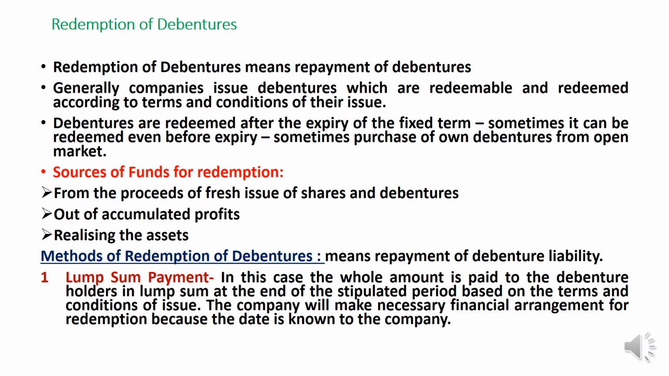Then we can see how the company mobilizes funds for redemption. There are three sources. First, the company can issue fresh shares and debentures, and these proceeds can be used for redemption of debentures. By issuing fresh shares, the company will mobilize the required amount. Secondly, accumulated profit or reserves can be used by the company for redemption of the debentures. Finally, by realizing the fixed assets of the company.